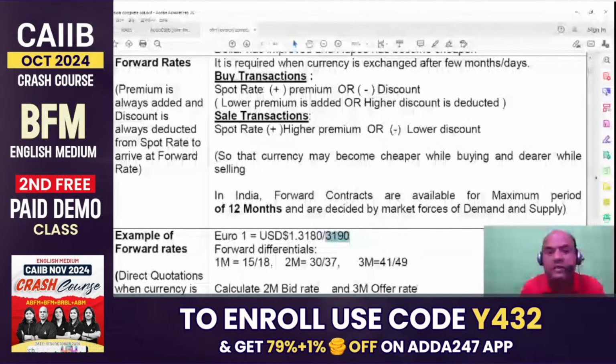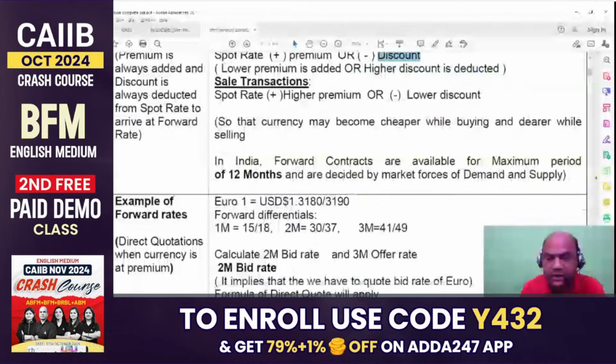Now let's come to forward rates. Forward means what? Always remember spot rate means TT rate. Forward rate is spot rate plus premium or spot rate minus discount. Now what do you mean by premium and discount? Kindly note. One important point: you will always get the premium or discount in the forward rates. You will never get the premium or discount in the spot rate. Keep this in mind throughout your life.